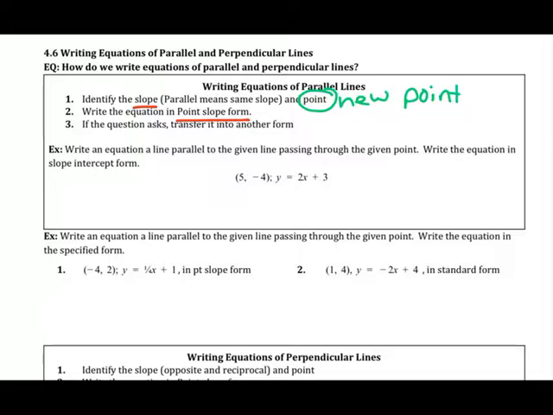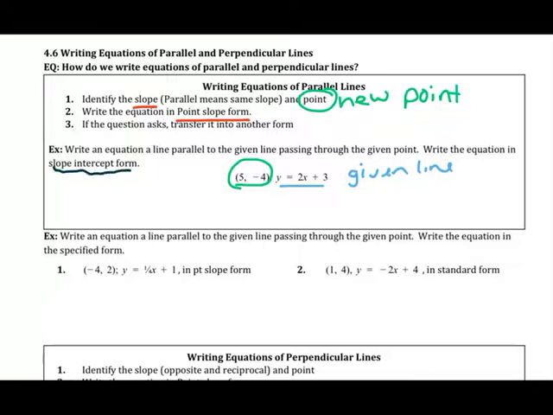So let's look at this example. Write an equation of a line parallel to the given line. So here's my given line. Parallel to that given line with the given point. Here is my given point. Write the equation in slope-intercept form.